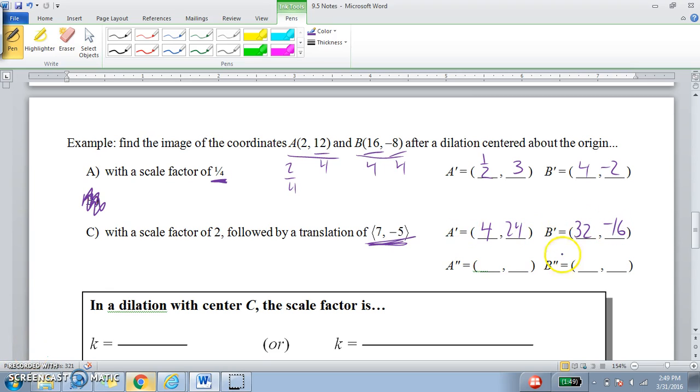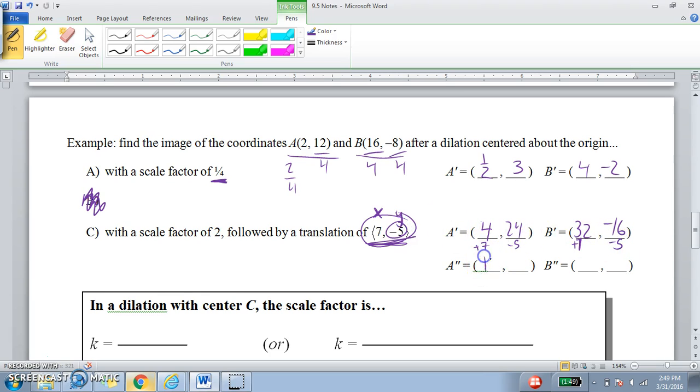Now we need to take these points and translate them. So we remember from translations, this tells us what to change the x-coordinate by. The second number tells us what to change the y-coordinate by. So for both the x-coordinates, 4 and 32, I'm going to add 7. And then for both the y-coordinates, I'm going to subtract 5.